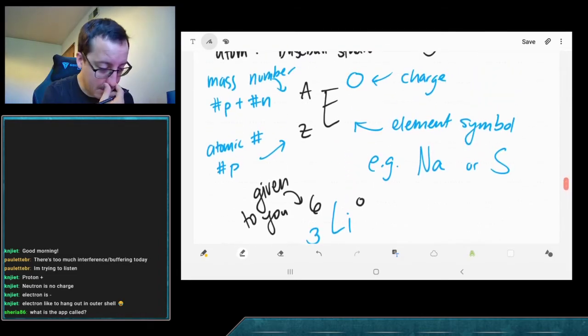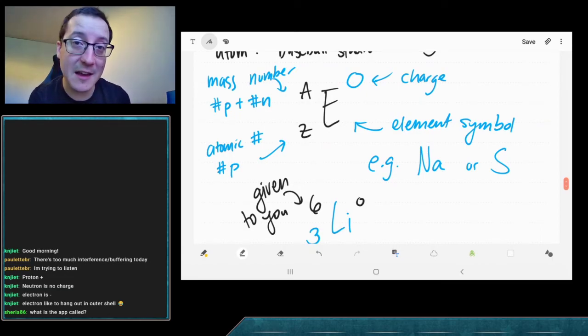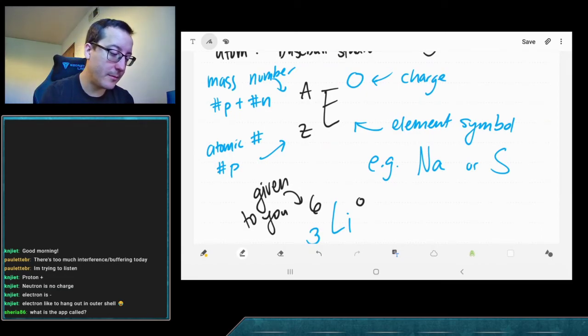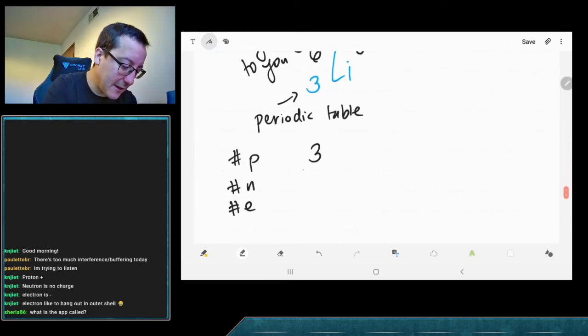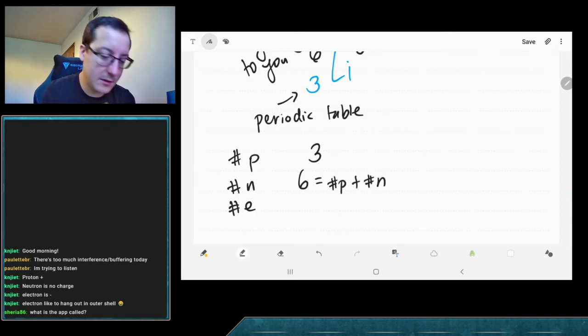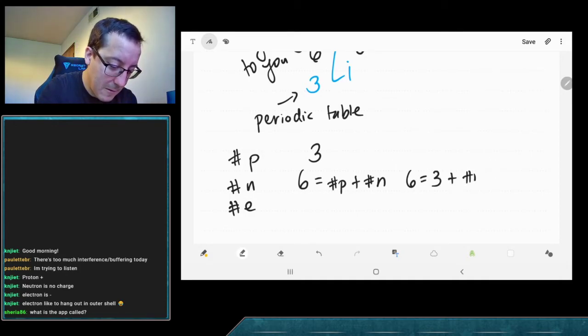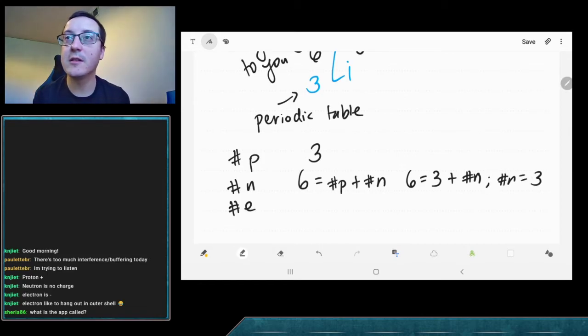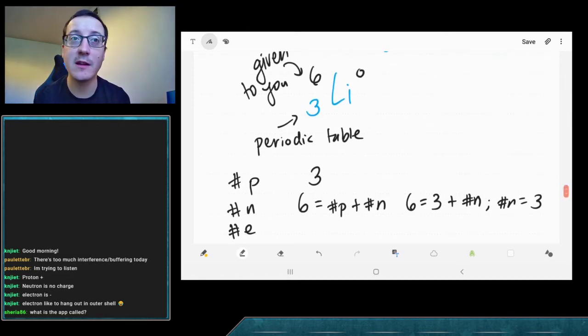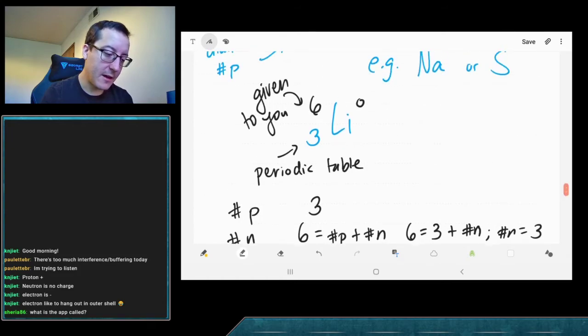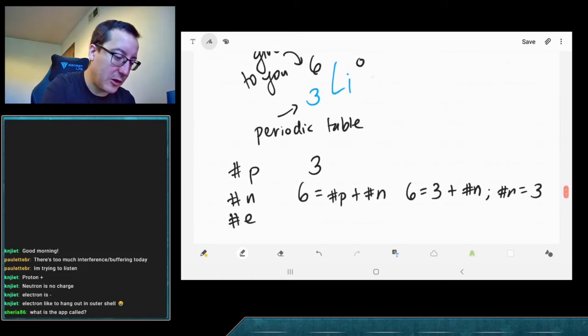The next one we can look up is this mass number, which is protons and neutrons. So that tells us that 6 equals the protons plus the neutrons. Since we already know that the protons were 3, that tells us that we have 3 neutrons. So that number at the top was protons and neutrons, so we're able to figure out how many neutrons we have.